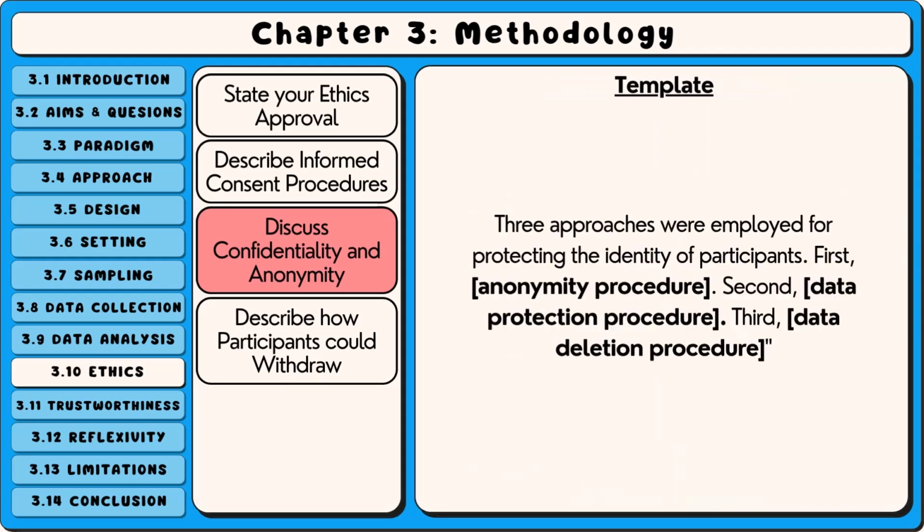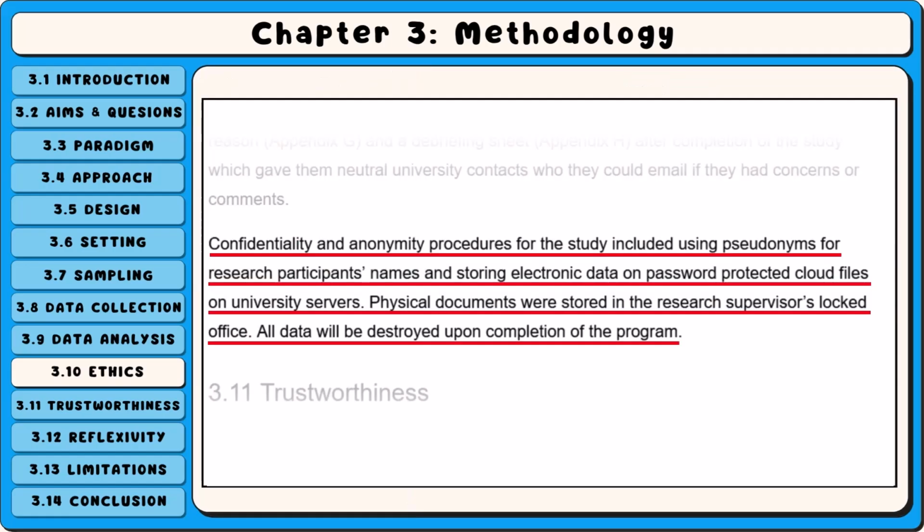Here's a template. 3 approaches were employed for protecting the identity of participants. First, and then state the anonymity procedure. Second, state the data protection procedure. Third, state the data deletion procedure. Here's an example. Confidentiality and anonymity procedures for the study included using pseudonyms for research participants' names and storing electronic data on password-protected cloud files on university servers. Physical documents were stored in the research supervisor's locked office. All data will be destroyed upon completion of the program.